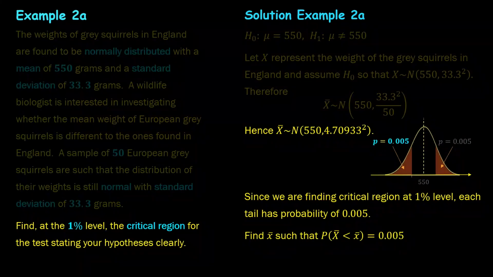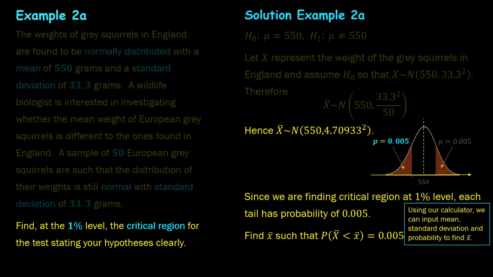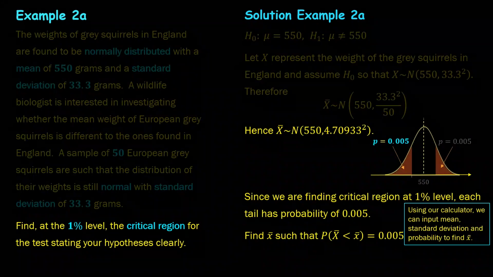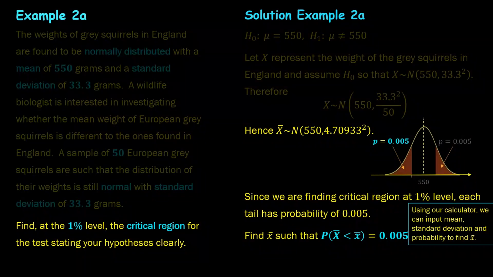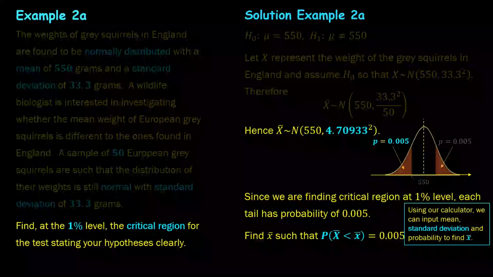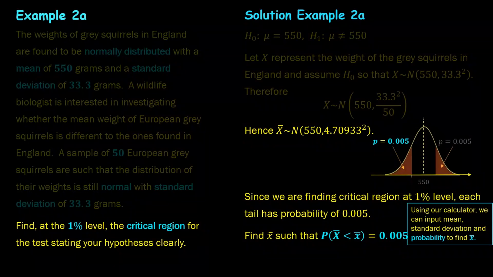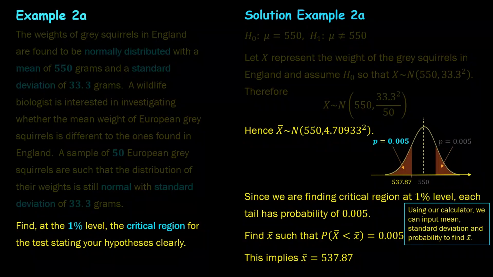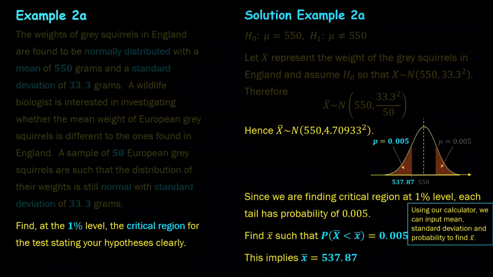Let's now find x bar such that the probability of X bar being less than this little x bar equals 0.005. And using our calculator, we can input the mean, the standard deviation, and the probability to find x bar. So the mean is 550, standard deviation is 4.70933, and the probability is 0.005. And this implies that the little x bar equals 537.87.